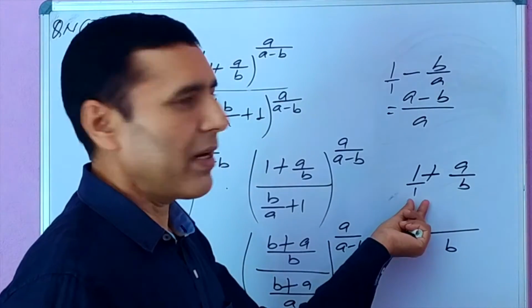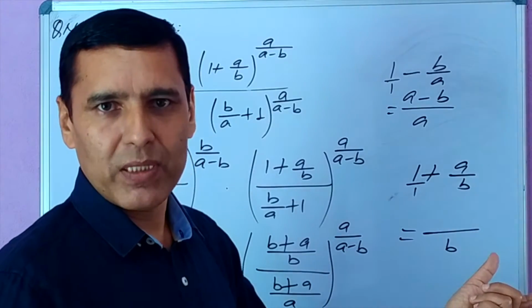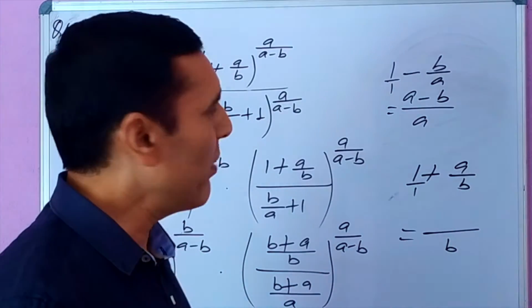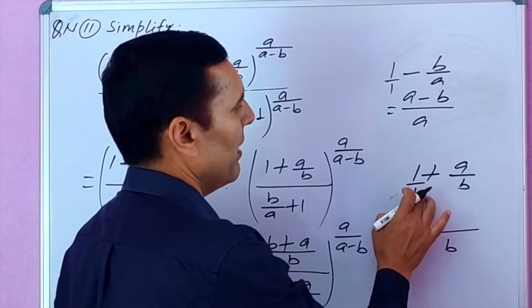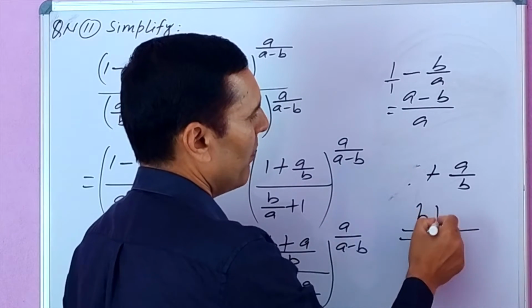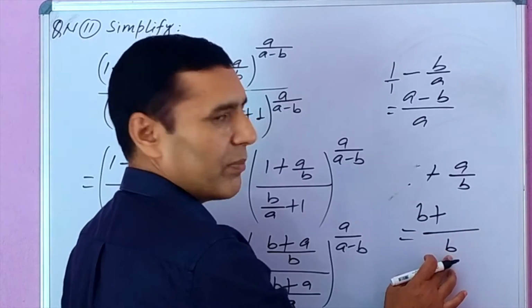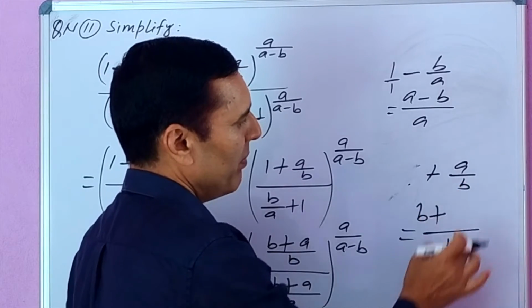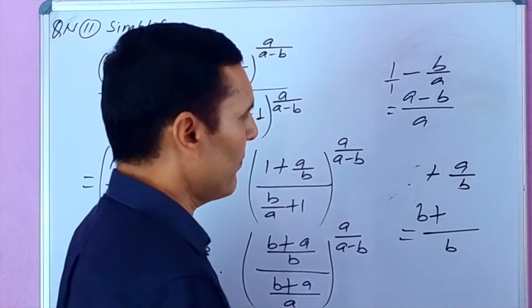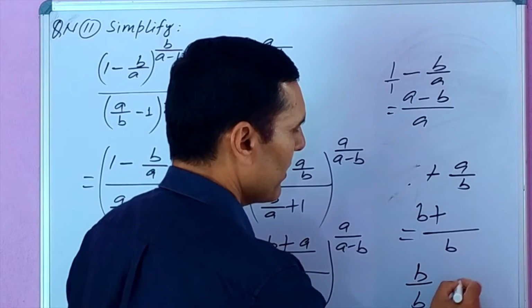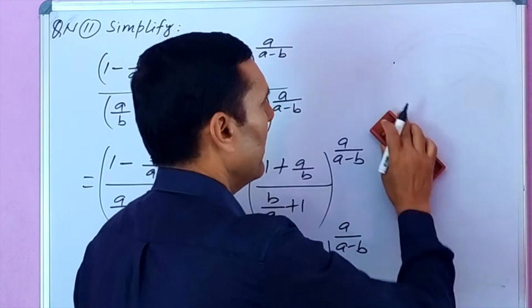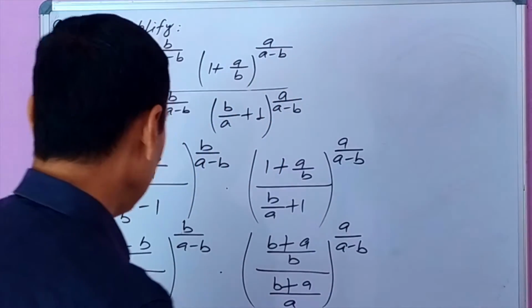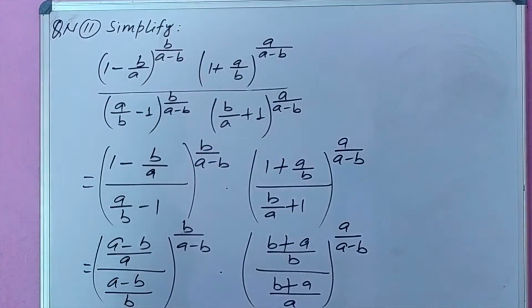When you take LCM b, what is the process of simplifying in this condition? This LCM is divided by the denominator, and the quotient you get is multiplied with the numerator. B divided by 1, b into 1, it is b. It is b plus, when this LCM is divided by the denominator, b divided by b, 1. B upon b is 1, 1 into a, it is a. So in every bracket, in numerator and denominator, we have taken the LCM.